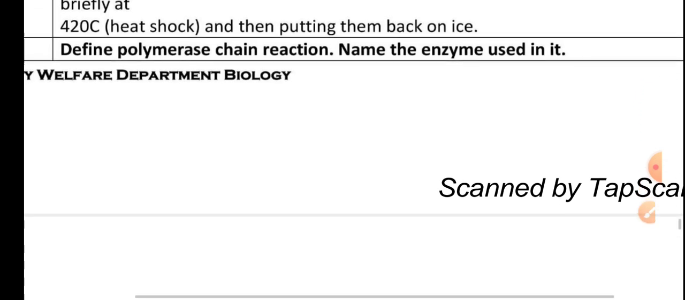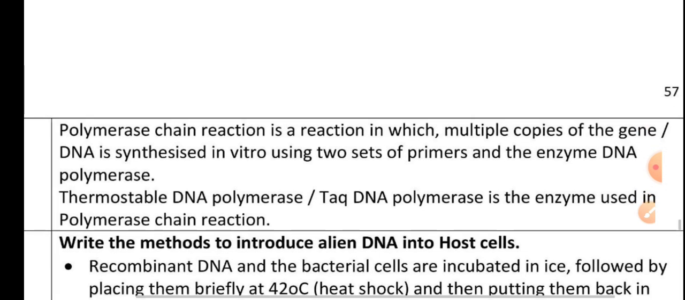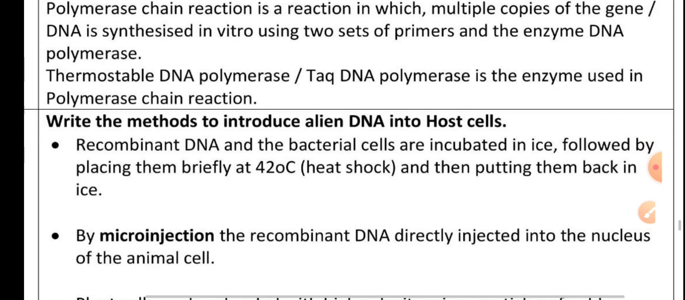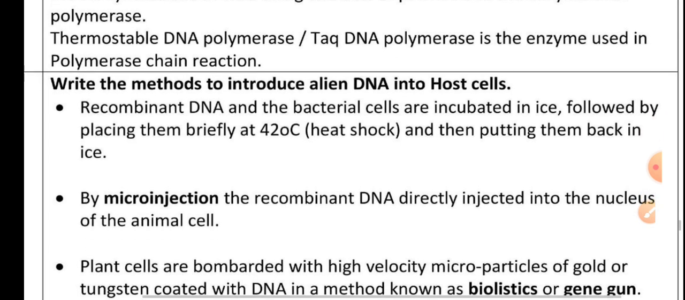Define polymerase chain reaction and name the enzymes used in it. Polymerase chain reaction is a reaction in which multiple copies of a gene or DNA are synthesized in vitro using two sets of primers and the enzyme DNA polymerase. Thermostable DNA polymerase, or Taq DNA polymerase, is the enzyme used in polymerase chain reaction.